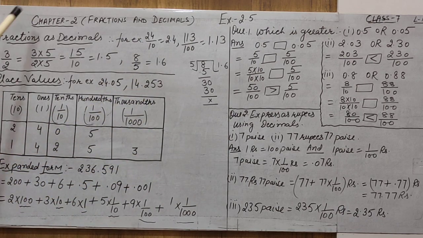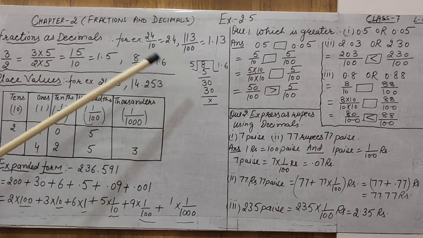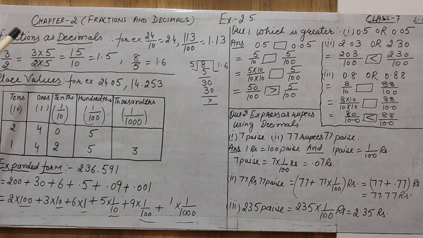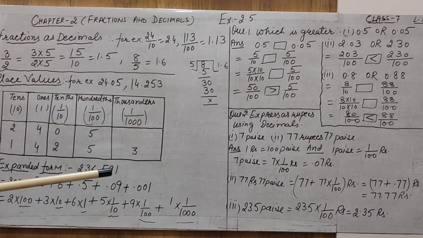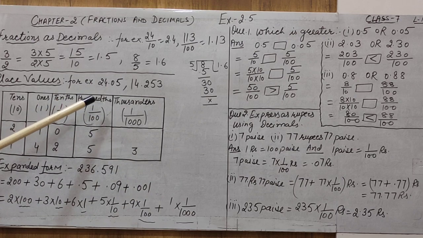I hope you are reminded what decimal numbers are and how we can write decimal numbers, or how we can convert fractions into decimals. Now let us understand the place values for decimal numbers. The example I have taken is 24.05. If the number is only 24, then 4 is at the ones place and 2 is at the tens place. Easy.